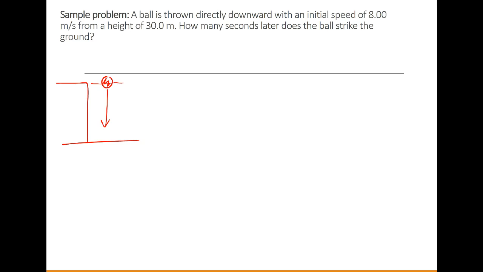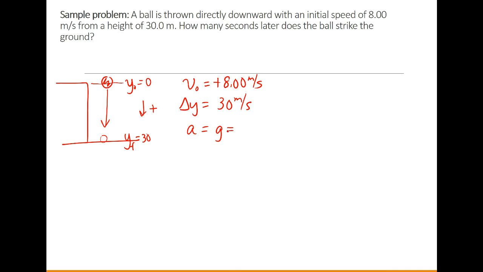It's very convenient if we say that downwards is the positive direction, and that where it starts is where y is equal to 0. So y final equal to 30 is when it hits the ground. And that means that v initial is actually positive, and delta y is positive, and actually the acceleration is positive because it's in the downwards direction. So we want to find the time for it to hit the ground.